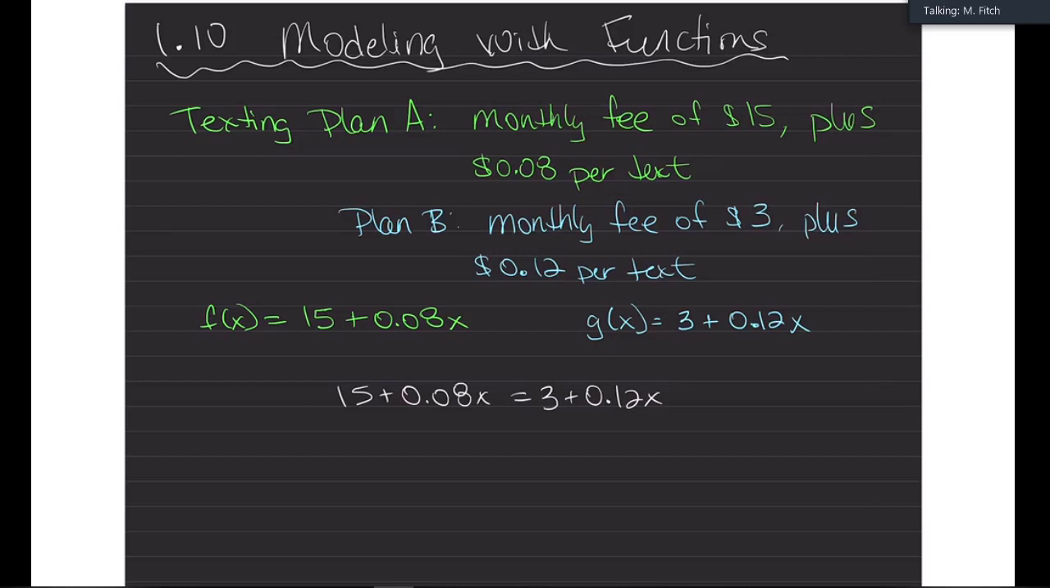And then we're just going to solve for x. So I could subtract 3 from both sides. That'd give me 12 equals, then to get my x's over to the right, I would subtract 0.08. So that would give me 0.04x. Divide both sides by 0.04. I think I get x equals 300.